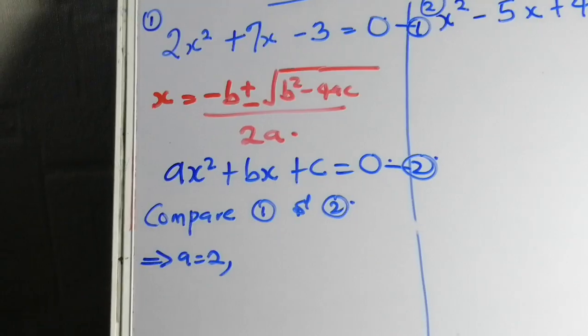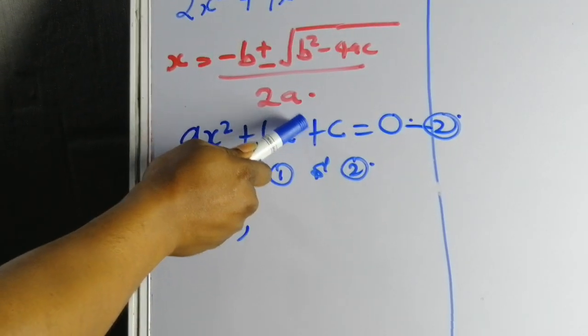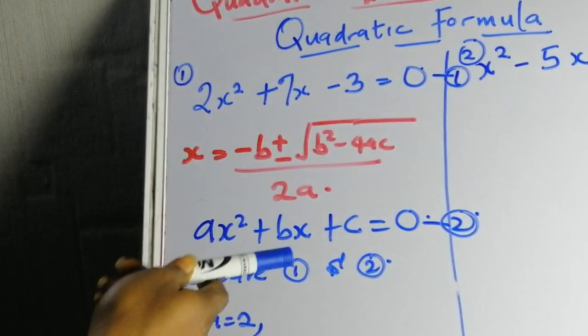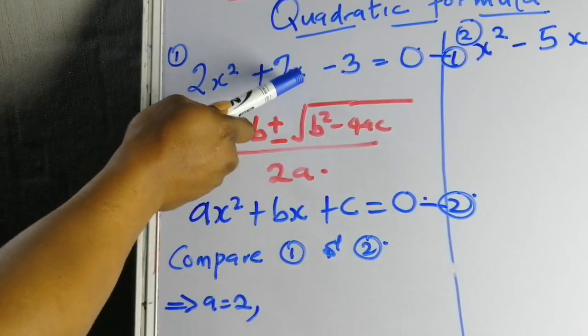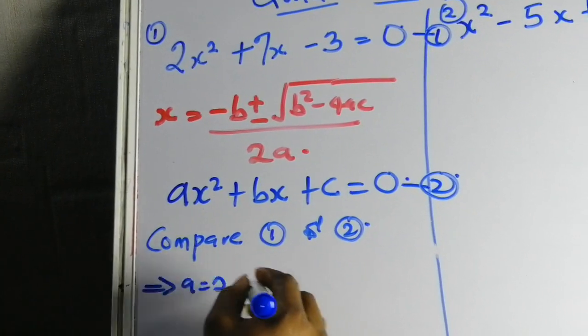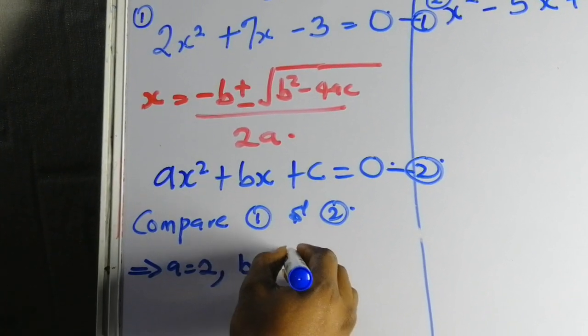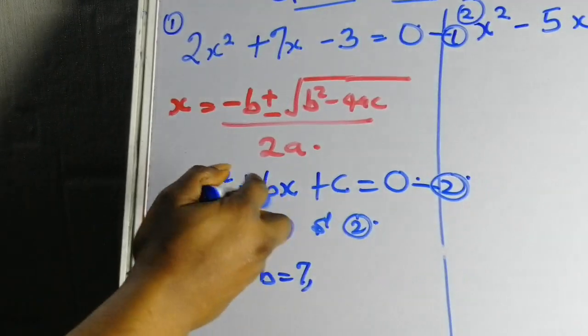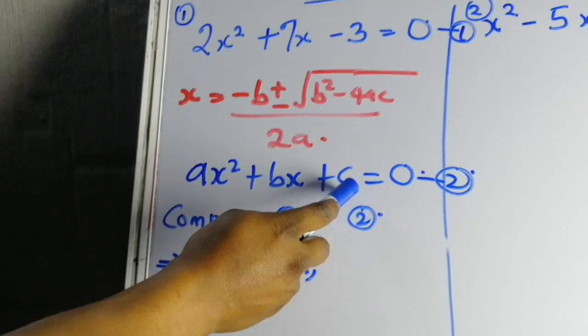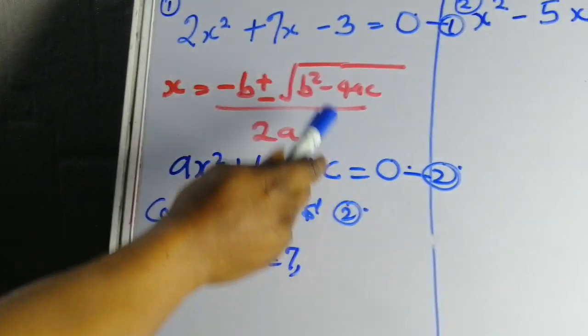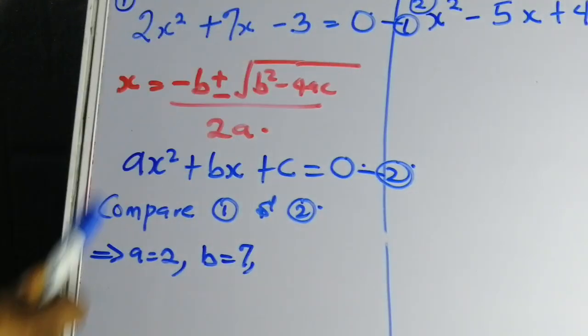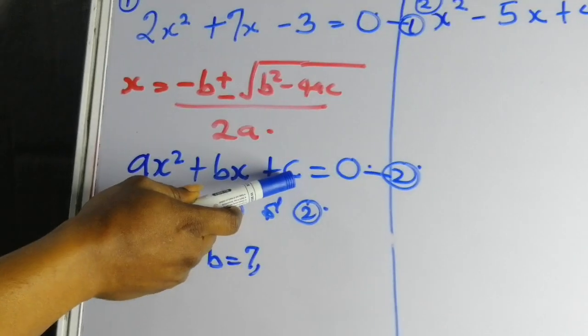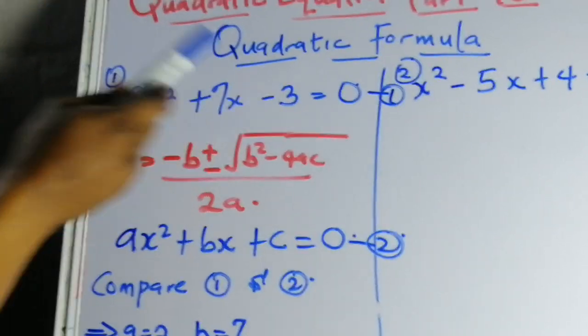Now, the coefficient here carries power 1. Anything raised to power 1 is that thing. So it's only x. This one too has x. So it means that b equals what? 7. Okay? So now look at this, c has no coefficient at all. This one too has no coefficient. If you look at it very well, it means that my c is equal to minus 3.